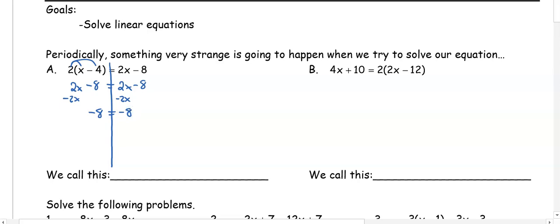Now, because no variables are left, but these numbers are the same, this means that we have infinitely many solutions. If you want to abbreviate, you can say IMS. Another thing that we might also call this is all points on the line.